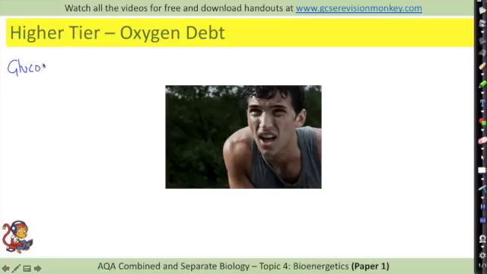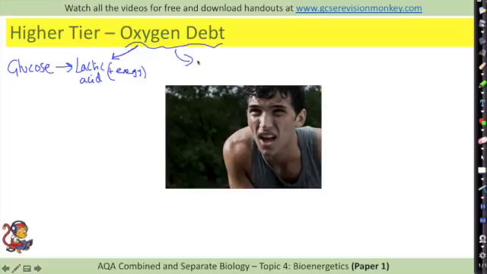This extra section on oxygen debt is for higher tier only, and this relates to the fact that if you have to do anaerobic respiration, you'll take glucose and you'll turn that into lactic acid and energy will also be released. Oxygen debt describes the amount of oxygen needed to break down that lactic acid and remove it from your cells.